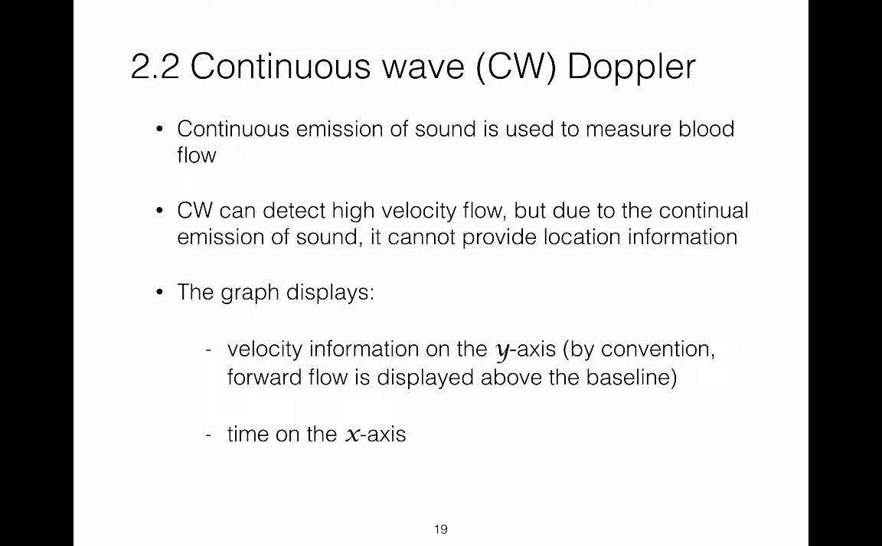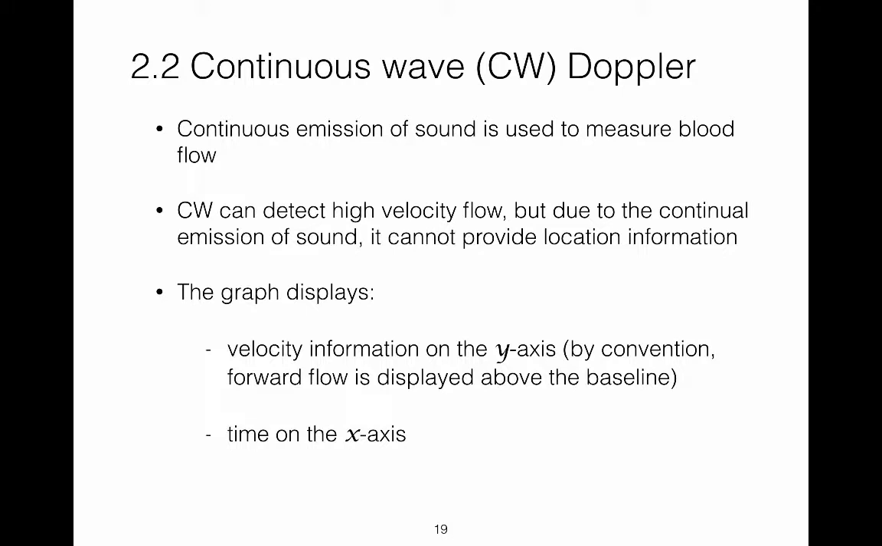Continuous wave Doppler. As the name suggests, and in contrast to pulse wave Doppler, continuous wave Doppler is the uninterrupted emission of sound that is used to measure blood flow. Continuous wave, or CW Doppler, is very well suited to detecting high velocity flow. Unlike pulse wave Doppler, CW is not restricted by the Nyquist limit, and it can measure very high velocity flow.